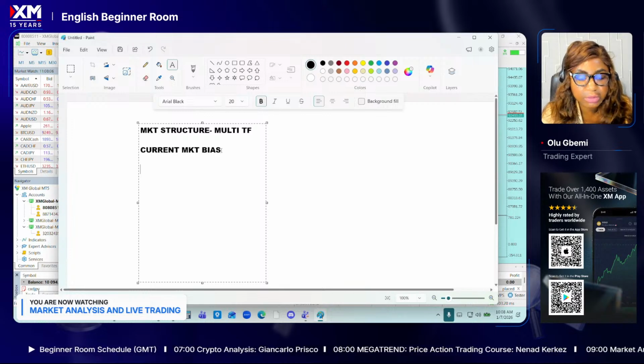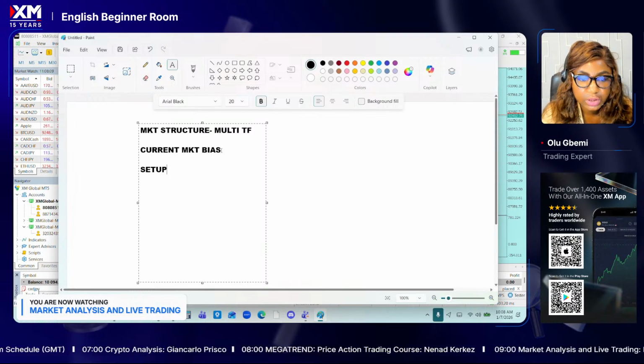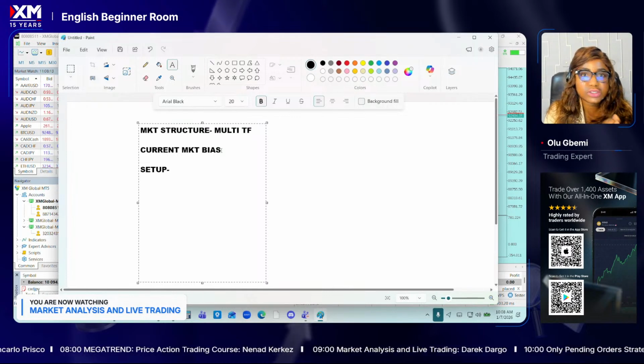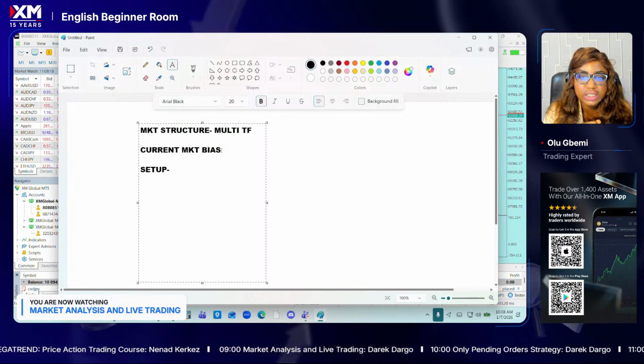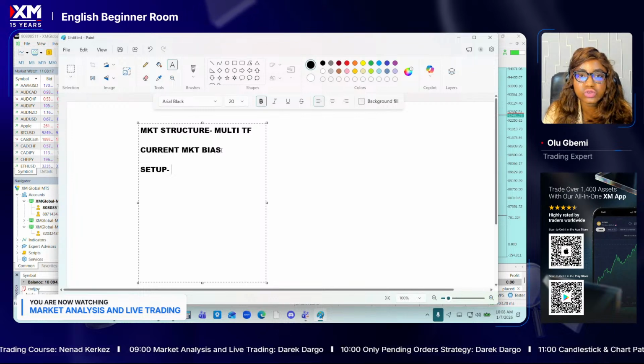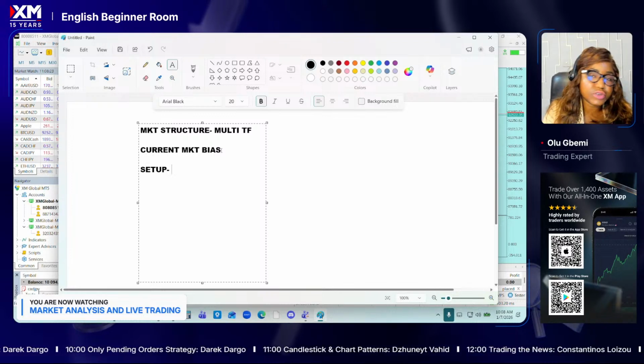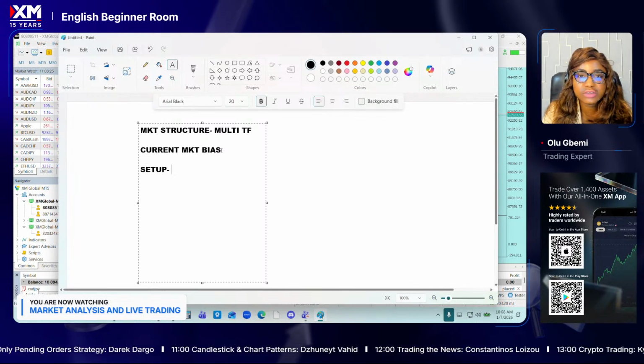Then the next thing I'm going to find is the setup. All right. So this setup is where we talk about the strategy. What strategy am I going to use? Am I going to take a strategy that fits in with a trending market or that of a ranging market? If it is a trending market, I can apply a different strategy.